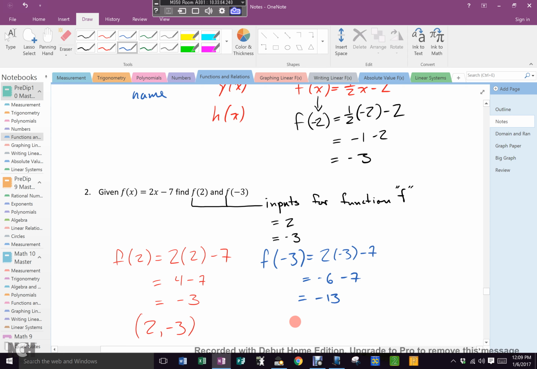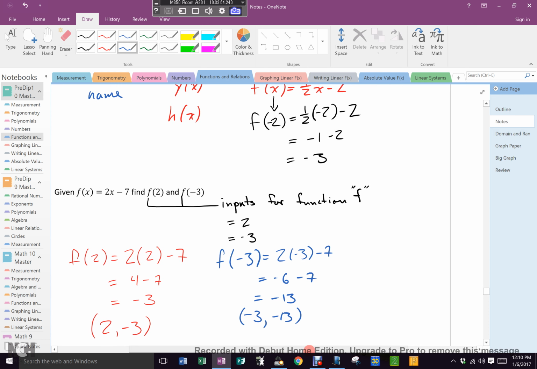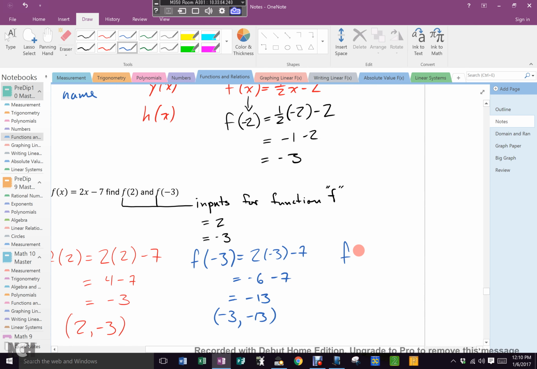What's the point from the graph? Negative 3, negative 13. Is everybody good? That's it. That's the entirety of the concept behind this lesson. Do you all understand that? So if I were to ask you what the f of lightning bolt is, what would you do?